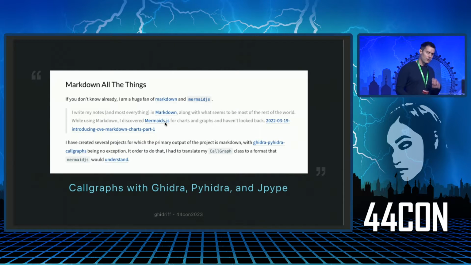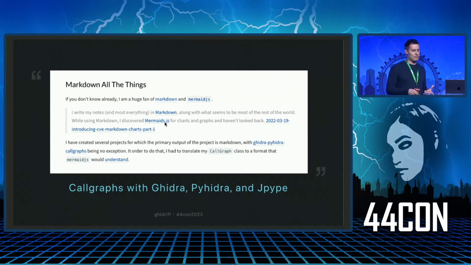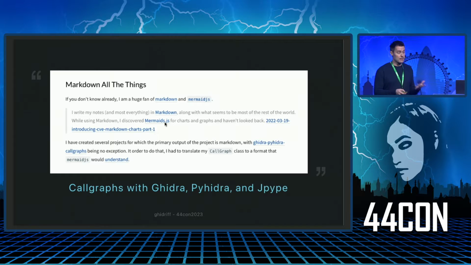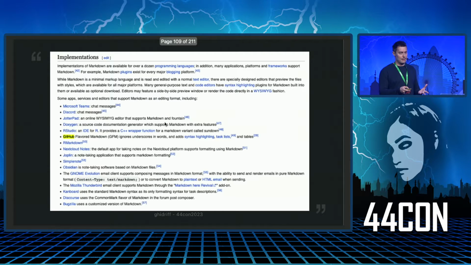Now, for my other open source tools, I've done a lot of things with Markdown. This is from my blog post, talking about how I mostly try to make everything Markdown because it's so ubiquitous. You can find it on GitHub or GitLab, and every major blogging platform supports Markdown. So if you can output things in Markdown, they can be displayed pretty well, and they look pretty good.